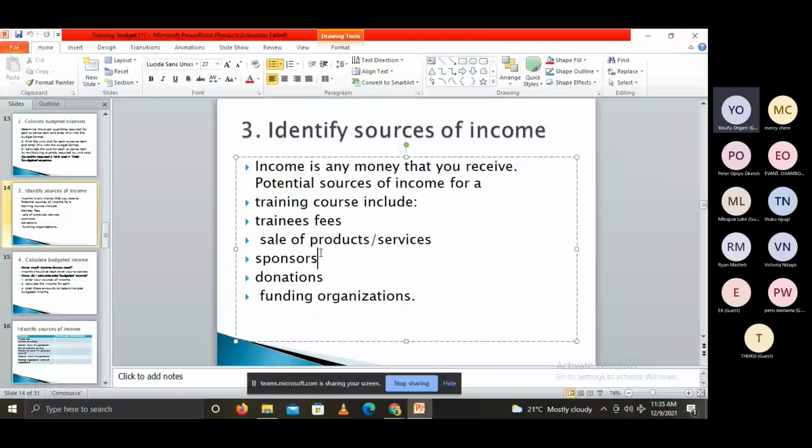And I think the sponsors and the donations, to me, are more or less the same, because a sponsor is somebody who is willing to pay some money for certain activities within a program. We may have donors, of course, which is more of organizations or development partners who are willing to donate certain money for that program, or other funding organizations.